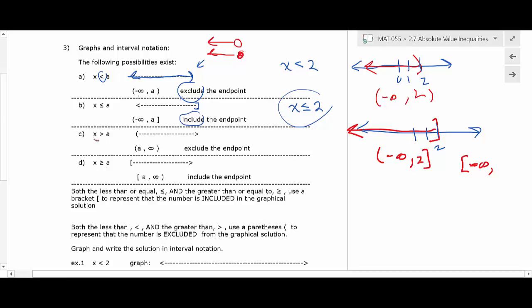Okay? Then if you get to the greater than, well, what's the only difference? Well, how are you going to shade? You're going to shade to the right. Okay? If it was greater than or equal to, what would be the difference?